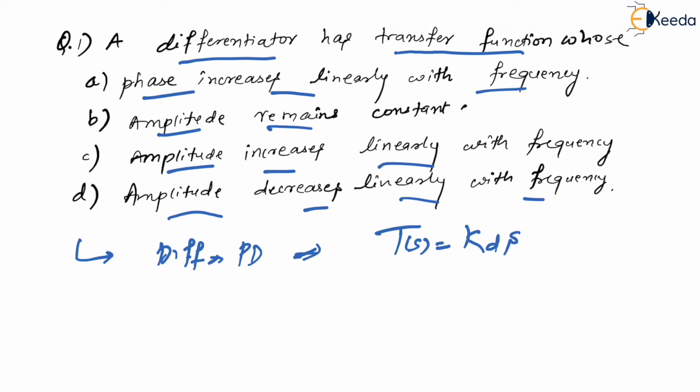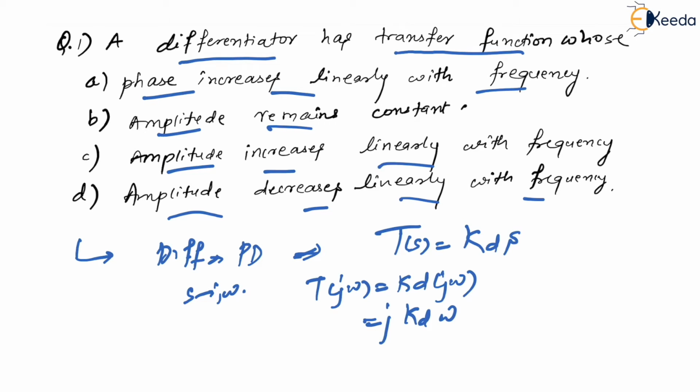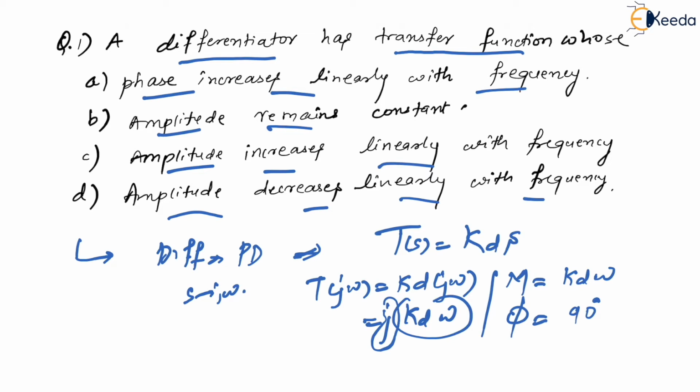So now if I replace S by j omega, I get T of j omega equal to KD into j omega, which is the same as j KD omega. Now if I try to find the magnitude, the magnitude is nothing but KD omega. And what about the phase? Because we have this j, the phase is nothing but plus 90 degrees.